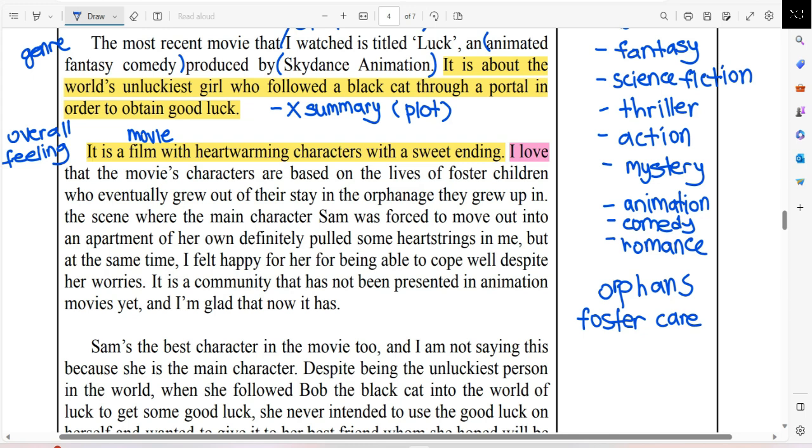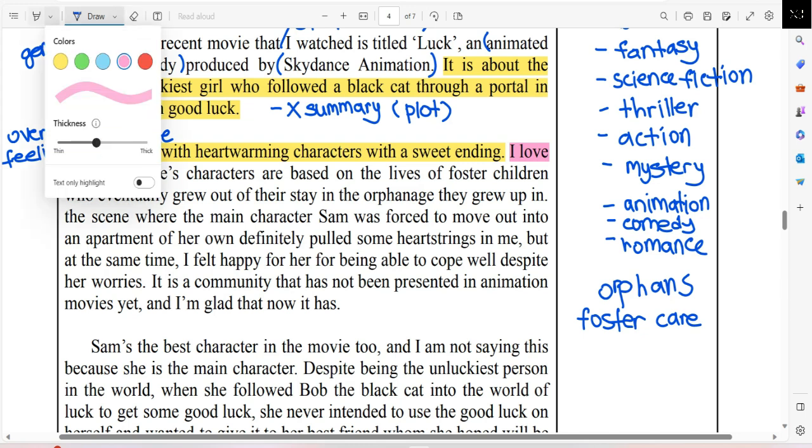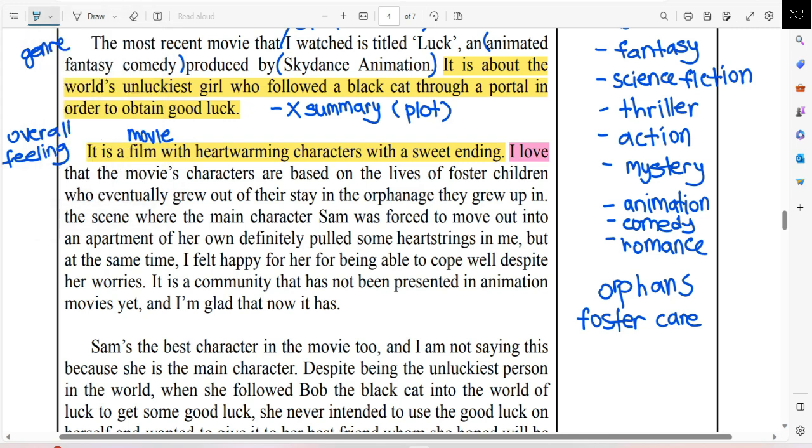Okay, so for more information, please Google that yourself. But now we kind of get the gist of the difference between foster children and orphans. Now, we talk about what we like in the movie. If you notice this part right here, we talk about the representation. We say that it is based on the lives of foster children.